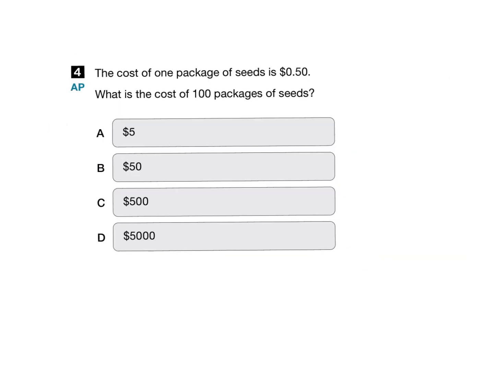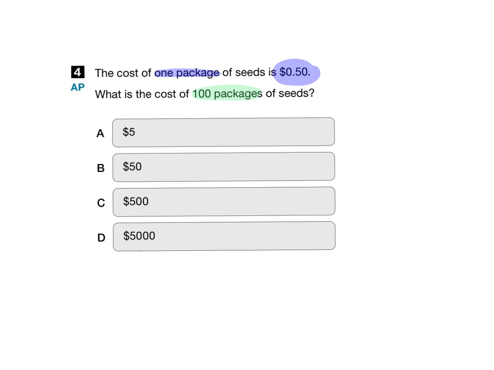Okay, this question is an application question. It says, the cost of one package of seeds is, what is this number? 50 cents. Excellent. The question says, what is the cost of 100 packages? So we know one package is 50 cents, but this person wants to buy 100 packages. So they're buying more than one package. What would we do to calculate this to figure out the answer?